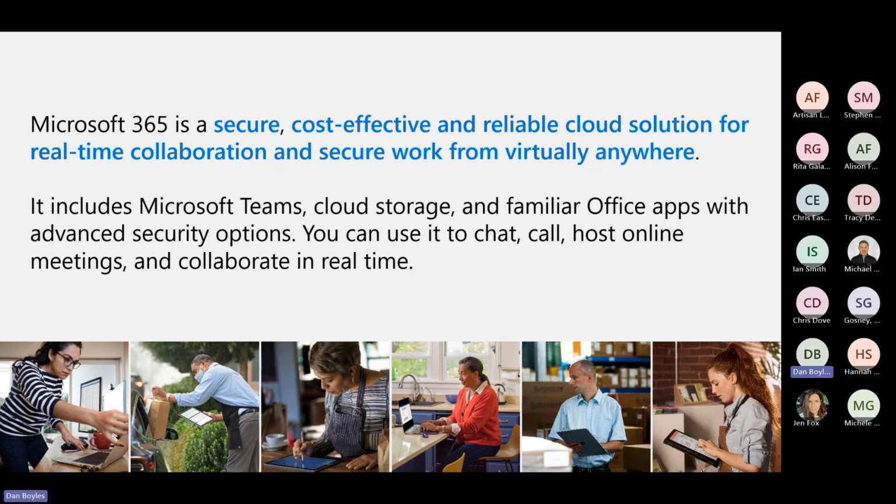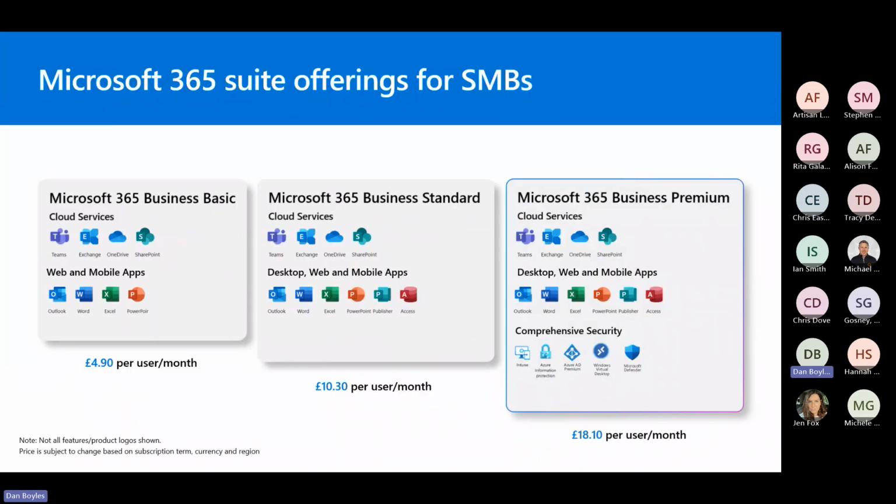Okay, it includes all the stuff you need. We're going to have a look, in fact, what it actually brings in. So you've got Business Basic and Business Standard in the middle. You see, you get your apps in there, but the one we are focusing on at the moment is Microsoft 365 Business Premium. First of all, you get your Teams, Exchange, OneDrive, and SharePoint. You get all your applications on there, so Outlook, Word, Excel, PowerPoint, Publisher, Access, and then a lot more on top of that as well.